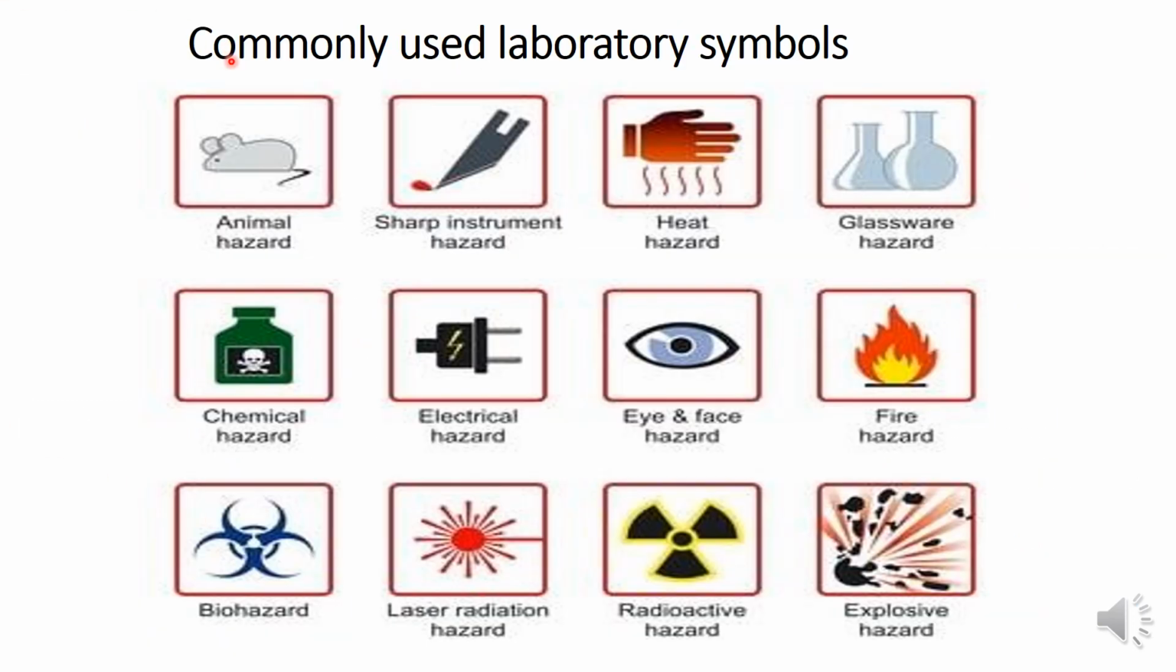Now, these are some commonly used laboratory symbols like animal hazard, sharp instrument hazard, heat hazard, glassware hazard, chemical hazard, electrical hazard, eye and face hazard, fire hazard, biohazard, laser radiation hazard, radioactive hazard, and explosive hazard. So these are various commonly used laboratory symbols that are present on different containers you generally see in a laboratory or in a hospital area.